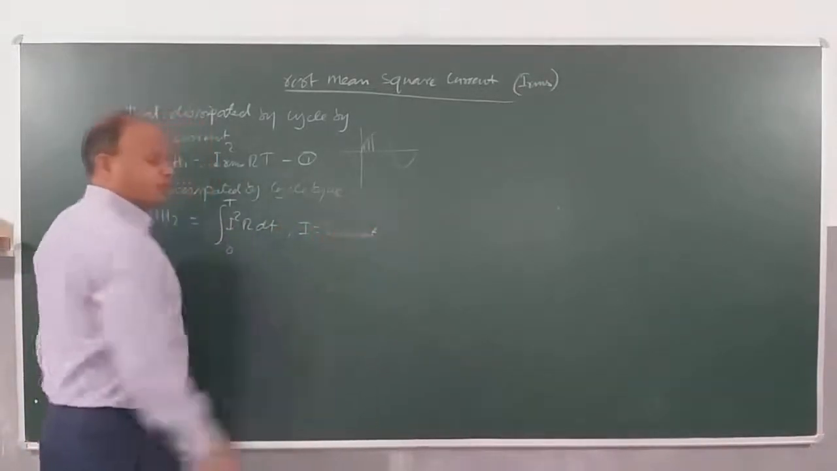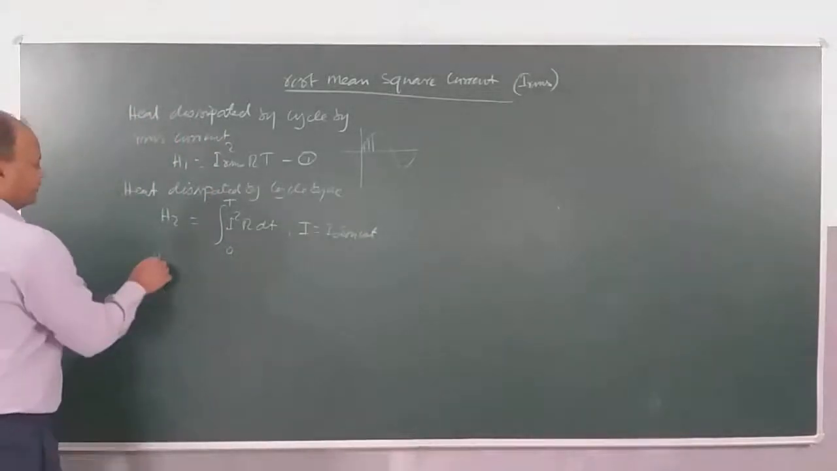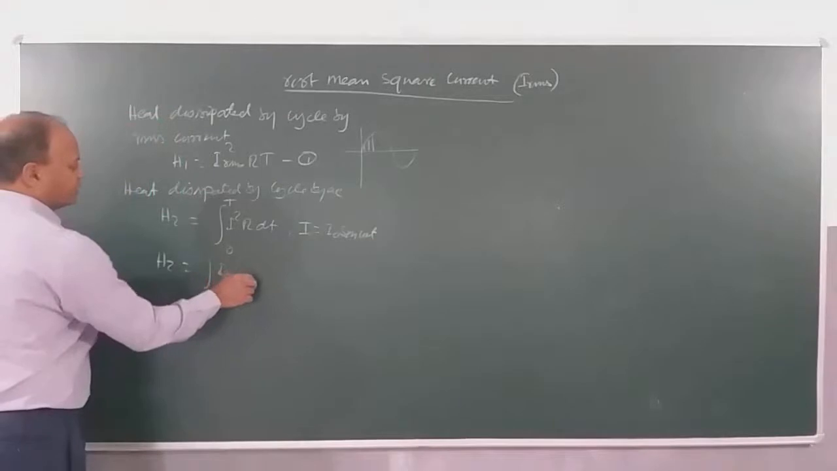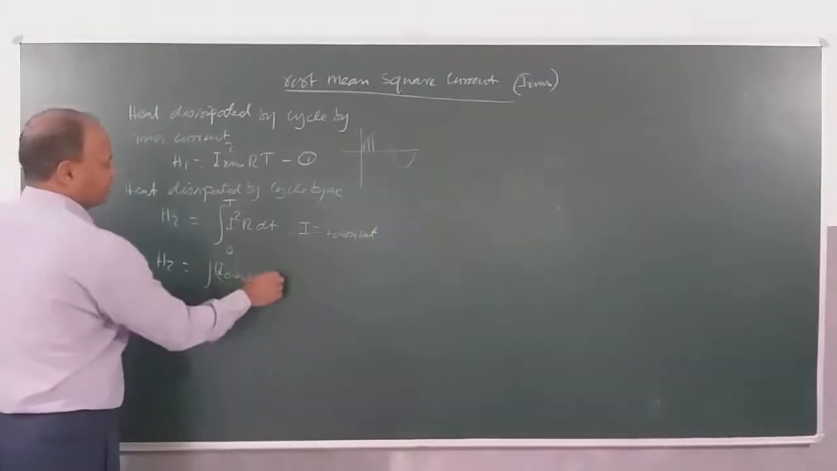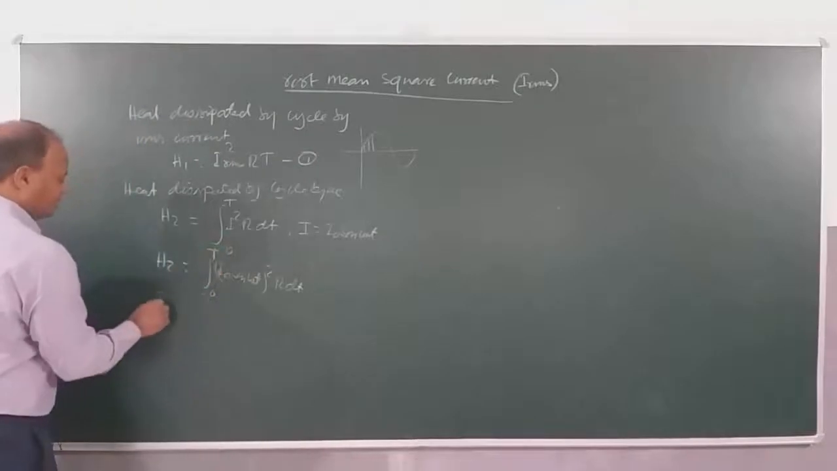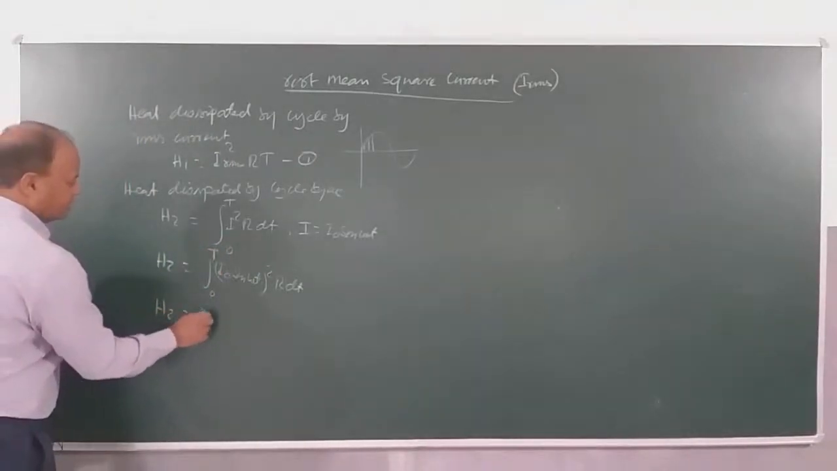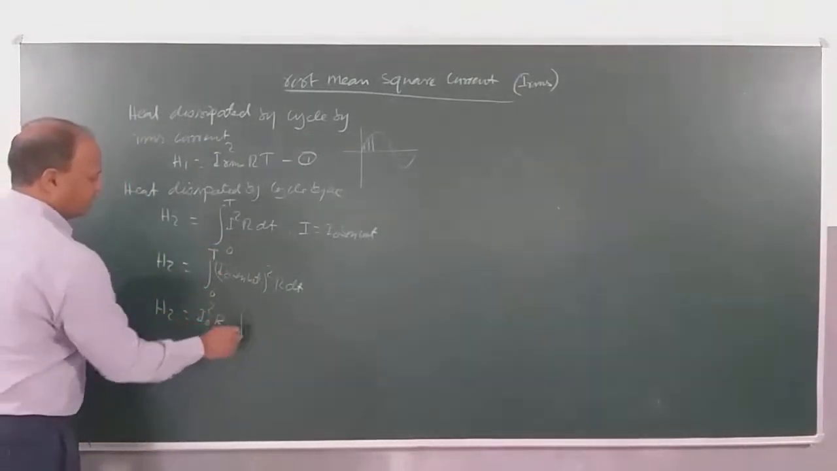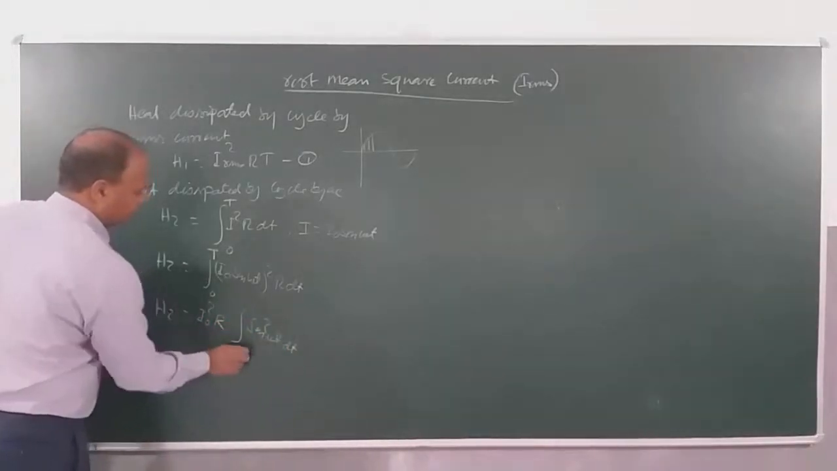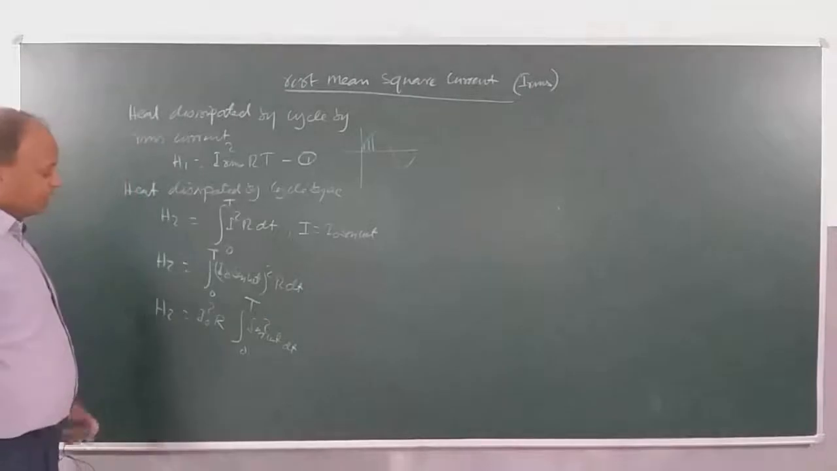I naught sine omega t. Okay, so let's put this value. H2 will be I naught sine omega t whole square R dt, 0 to T. So H2 becomes I naught square R, integration of sine square omega t dt, 0 to T. Clear? Now for integrating sine square omega t, children, there are two ways.